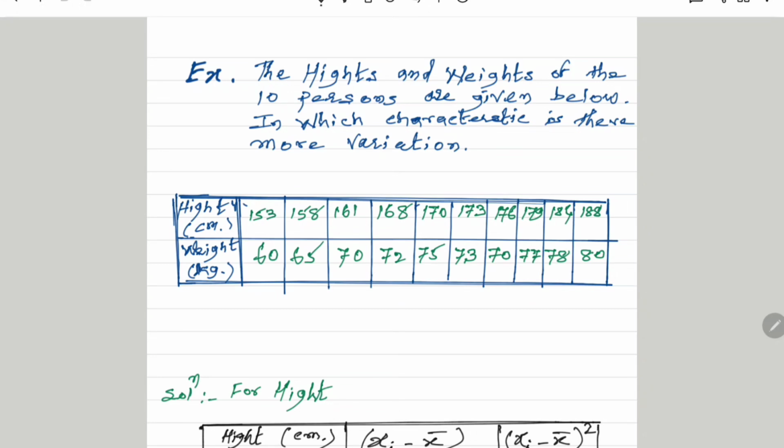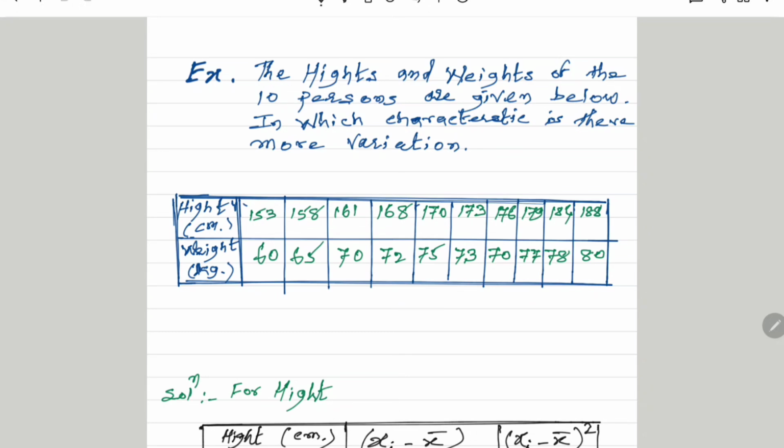Let us solve the problem. The heights and weights of 10 persons are given below. The question is, in which characteristic is there more variation? To obtain this, we need to obtain the CV for height and the CV for weight. The given data is like this.